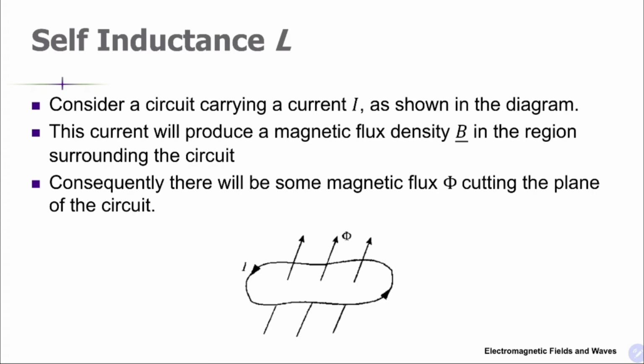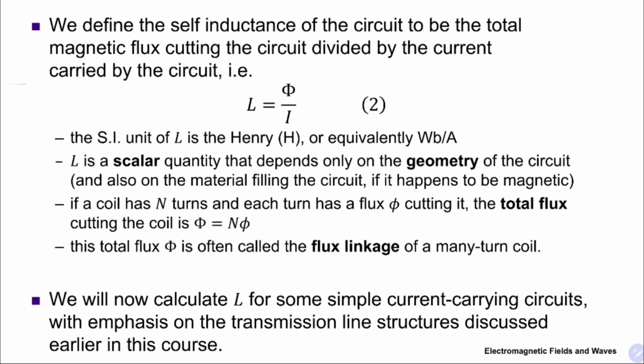Inductance, self-inductance. Consider a circuit carrying a current I, as shown in the diagram. So you have a current flowing. This current will generate magnetic flux density B in the region surrounding the circuit, and consequently there will be some magnetic flux phi cutting the plane of the circuit. You have a current, the current generates magnetic flux density, and that magnetic flux cuts through the plane of the circuit. Okay, so that is called self-inductance.